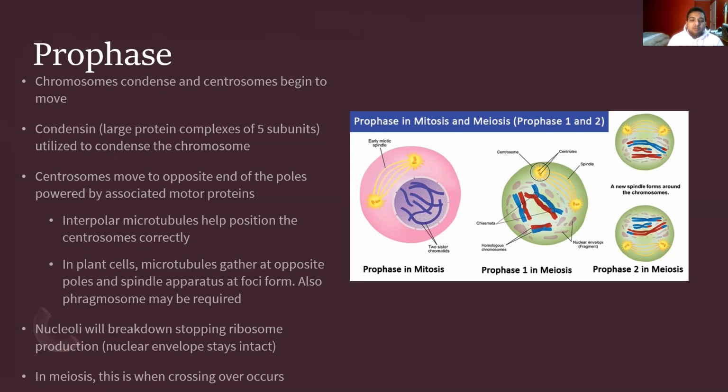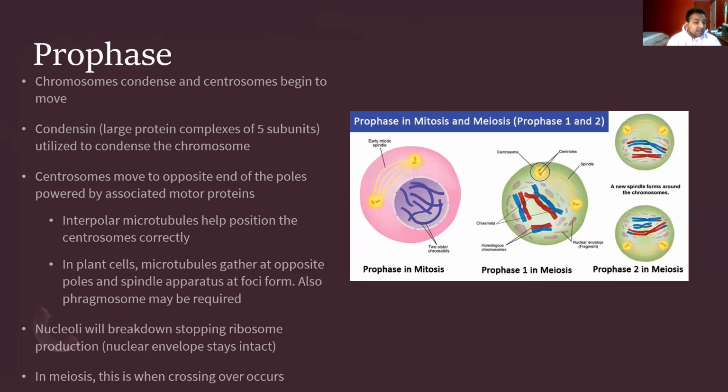The centrosomes are going to be moving to opposite ends of the poles. These are powered by associated motor proteins, so these are proteins that actually facilitate movement. These interpolar microtubules are going to help position the centrosomes correctly. So these microtubules are going to be able to detect based on the location, oh, I'm supposed to be here. This is where the pull is, so we can pull them far enough apart. That's kind of a simplistic explanation of it, but it's the explanation that works the best, I would say.